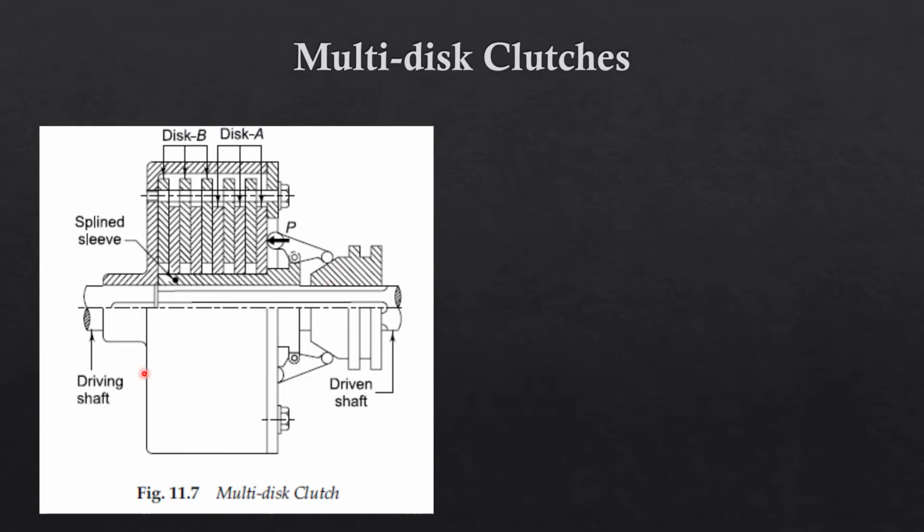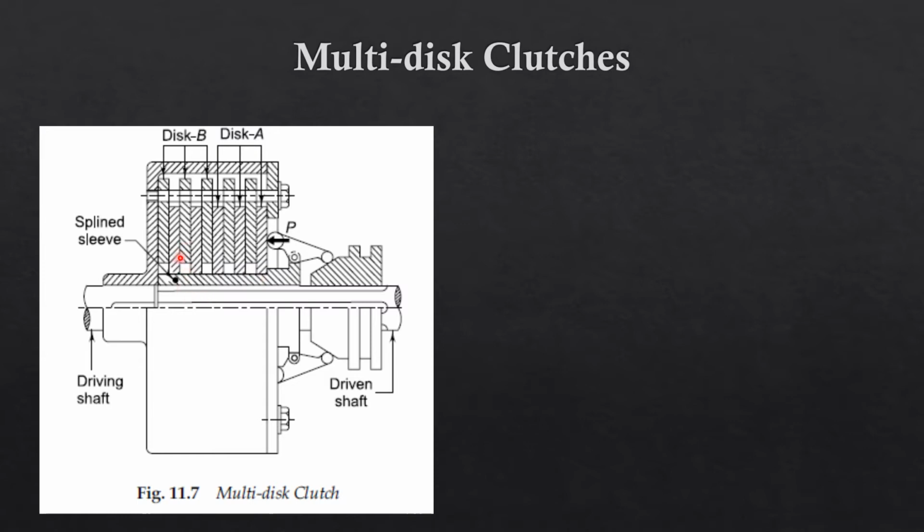If you closely look into this figure, you have a driving shaft which, as we know, will be fixed to the flywheel which will receive power from, say, the engine. On the other side you have the driven shaft which will transmit motion and power to the transmission system. In between the driving shaft and the driven shaft we have a multi-disc clutch. The multi-disc clutch, as you can see, is made up of multiple plates or multiple discs.